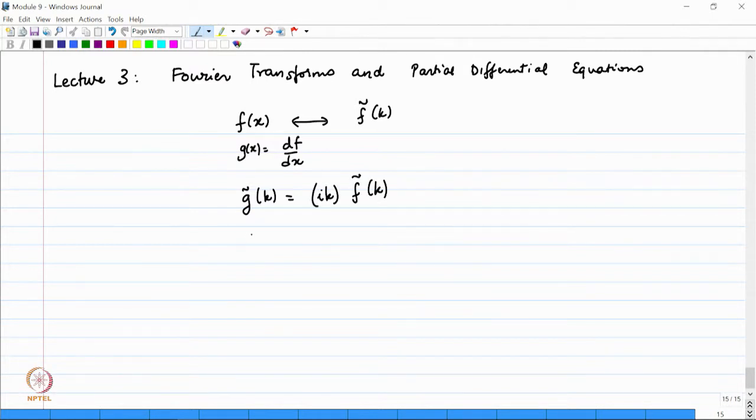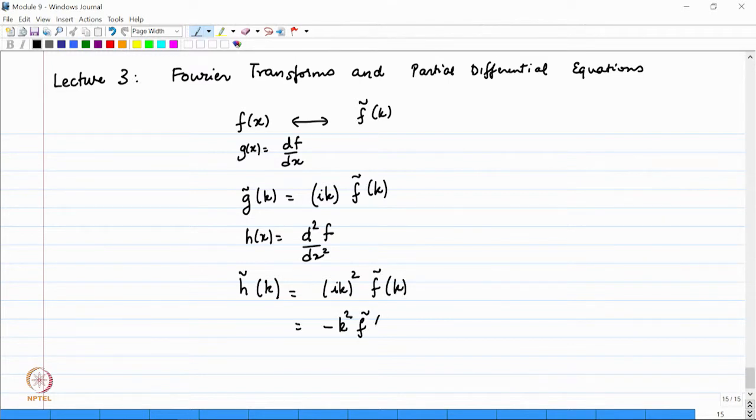Suppose you had a second derivative, h of x is equal to d square f by dx square. Then h tilde of k, you can show, is just (i k) square f tilde of k, that is equal to minus k square f tilde of k. In general, every derivative introduces a factor of i k. So if you take n derivatives, you have to introduce n factors of i k.